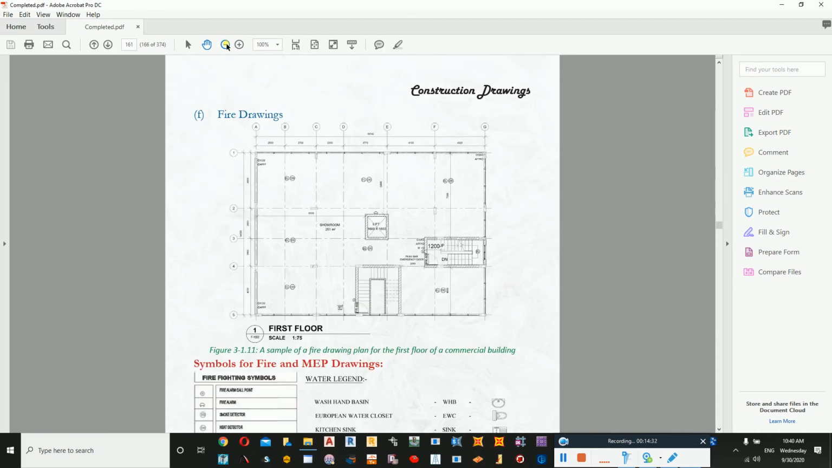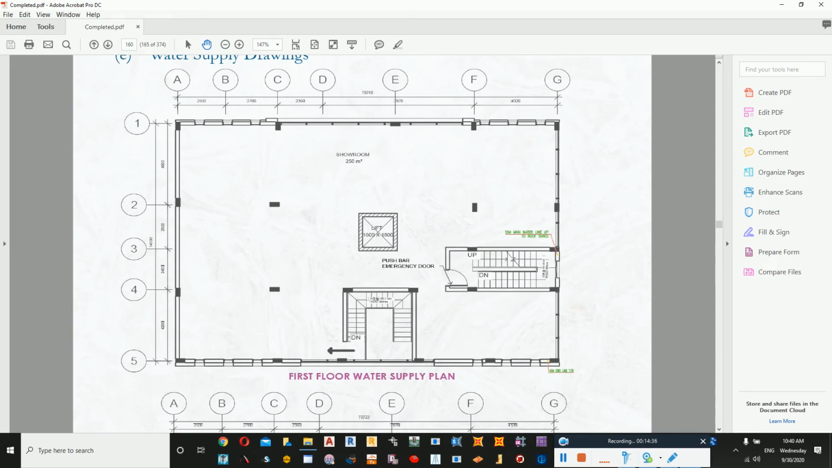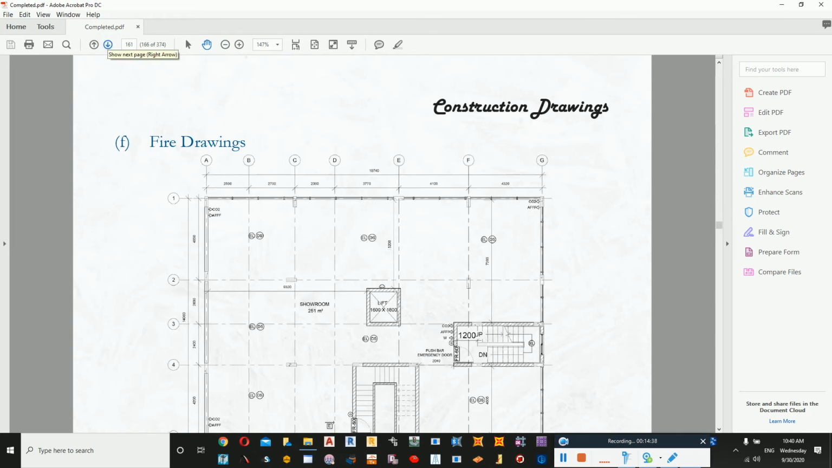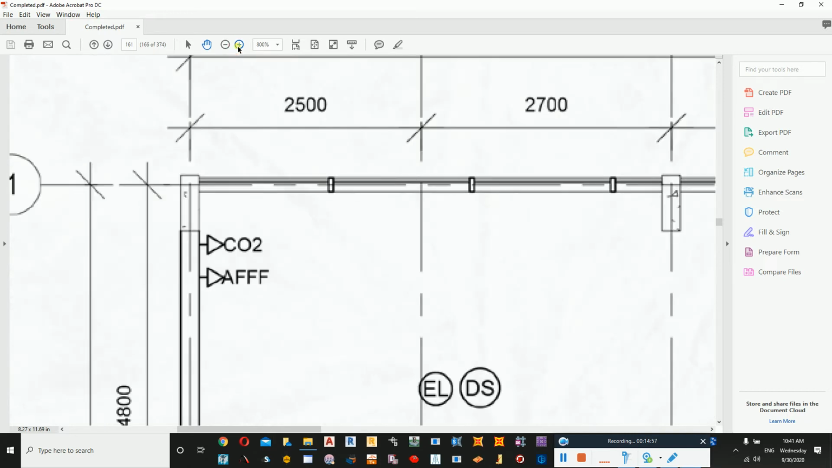Okay, emergency light. And then the DS stands for smoke detector. So all of these are related to fire protection, or they are considered to be fire alarming or fire protection equipment.